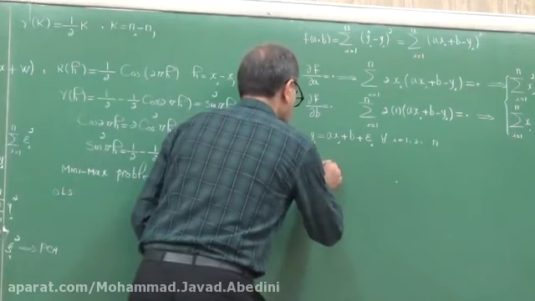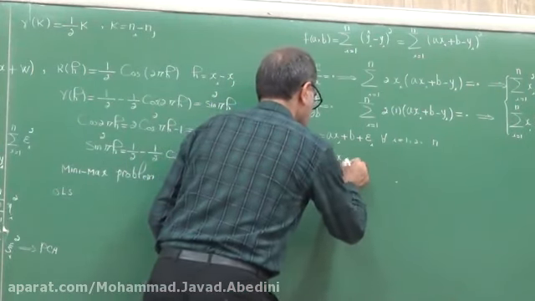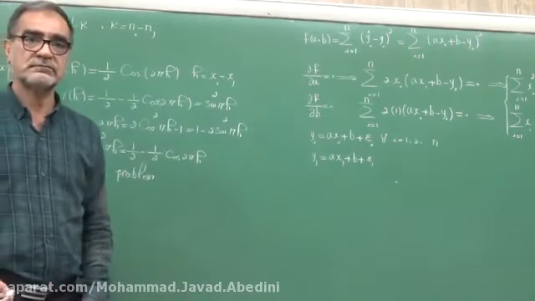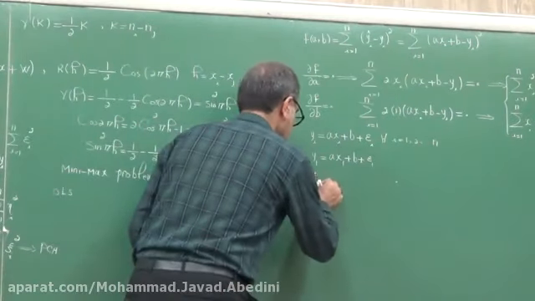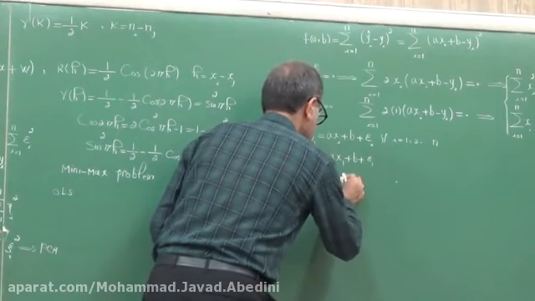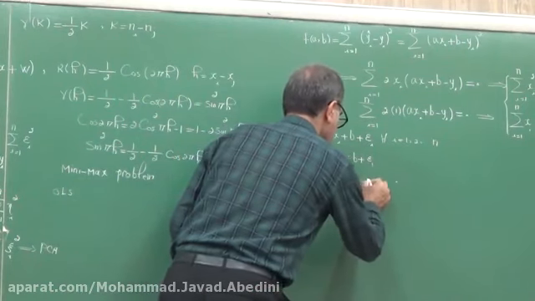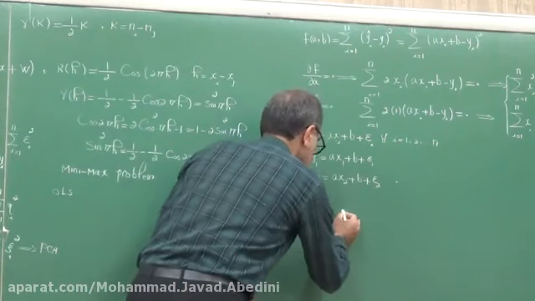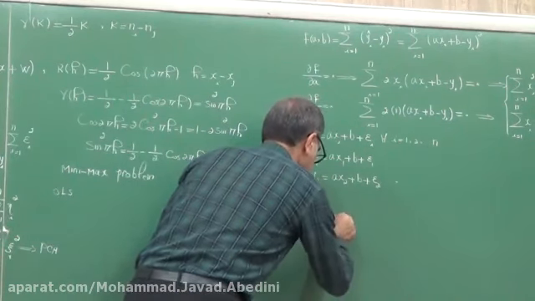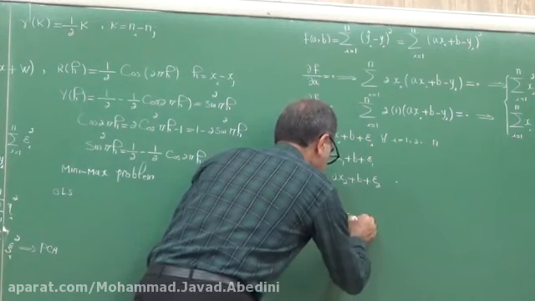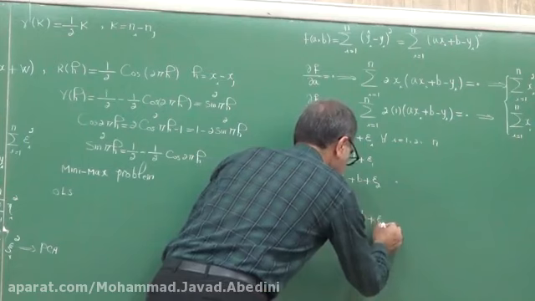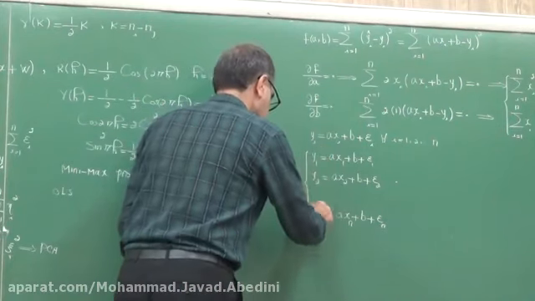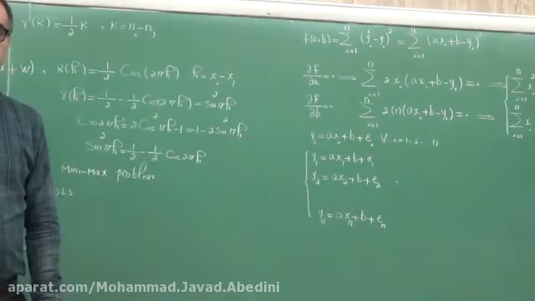y sub 1 is equal to a x1 plus b plus epsilon 1. And then when it comes to y2, y2 is equal to a x2 plus b plus epsilon 2. Keep going. yn is equal to a xn plus b plus epsilon n. Could it be possible to write this system in matrix form? Why not?